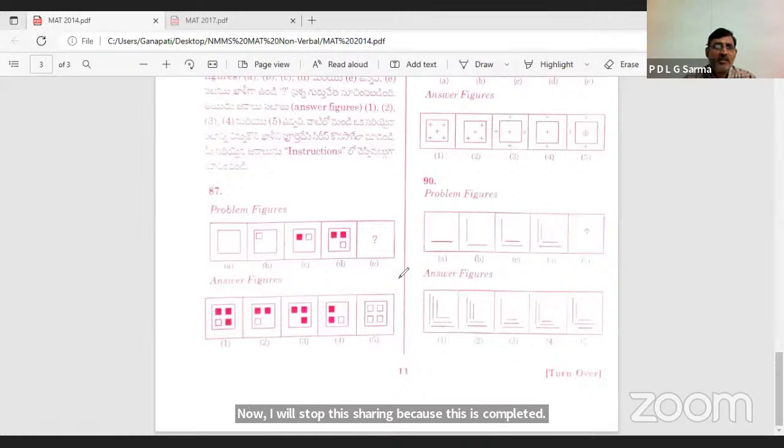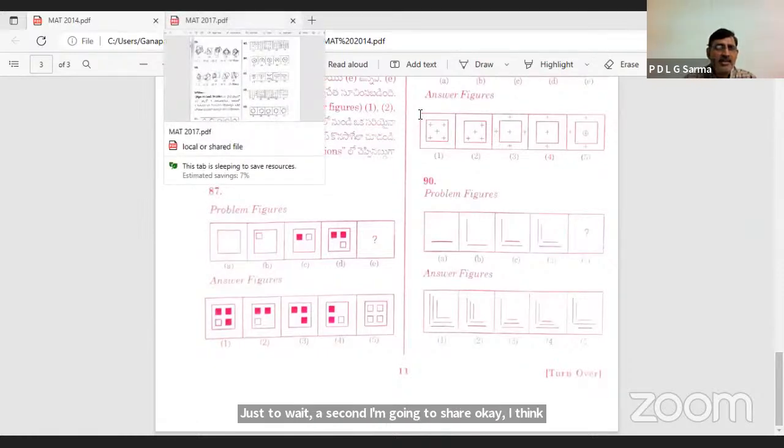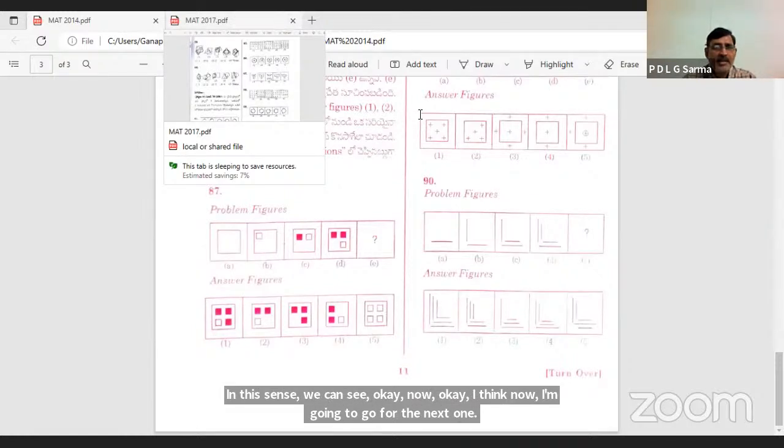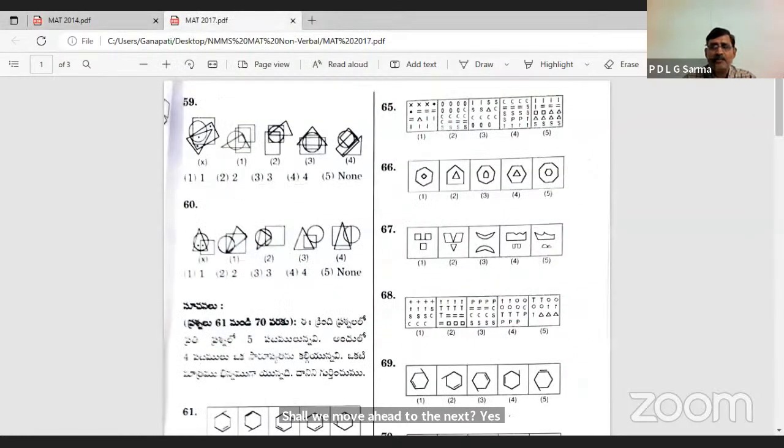Okay, just wait a second. I am going to share. Okay, I think here it is already there, right? Chalo, in this itself we can see. Okay now. Okay, I think now I'm going to go for the next one. Shall we move ahead to the next? Yes, fantastic. Now you observe here.